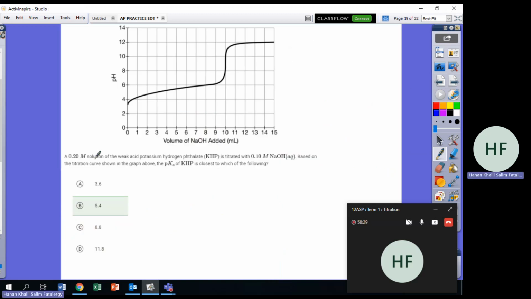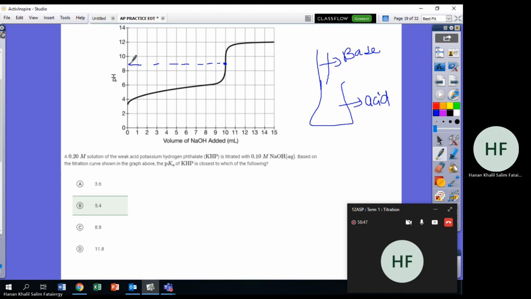Okay, now this is the last question. A 0.2 molar solution of a weak acid. Can we tell from the graph what we are titrating versus what? Of course, since we start from more than 2 or 2, this is the acid. This is the base. Now the equivalence point is here. It is approximately 9, which means the base is strong and the acid is weak. And since it is a weak acid, I can find its Ka.